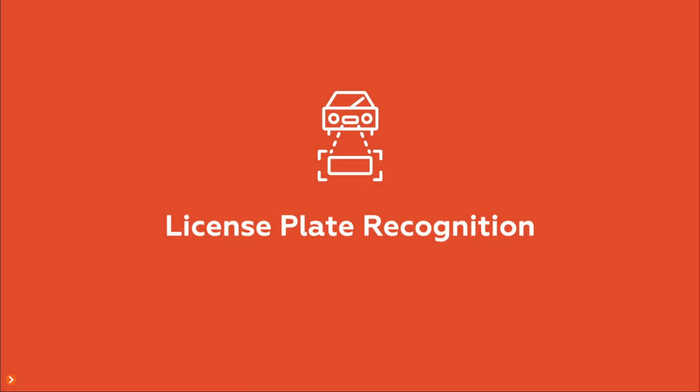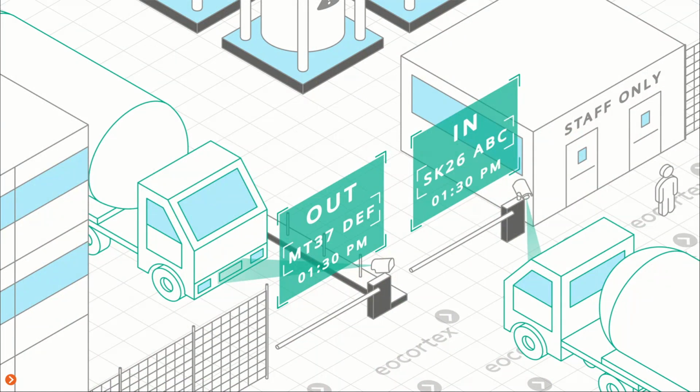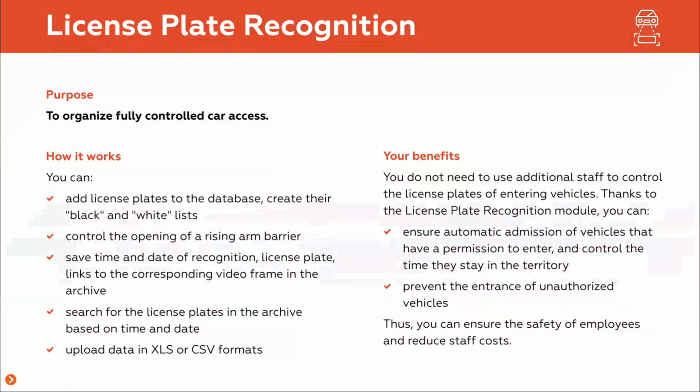License plate recognition can also help you to organize access control for the cars of your staff. For example, you can add all the license plate numbers of your staff members to the database, and they will be able to access your premises whenever they want or whenever you want them to access it. Also, it can help you to get the traffic data: when the cars entered your premises, when they exited.